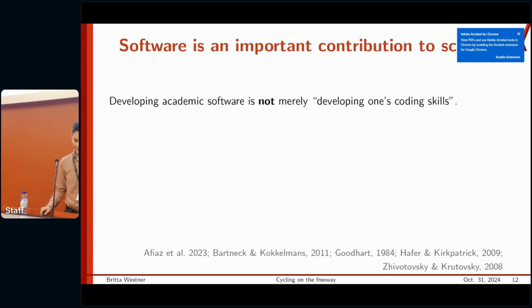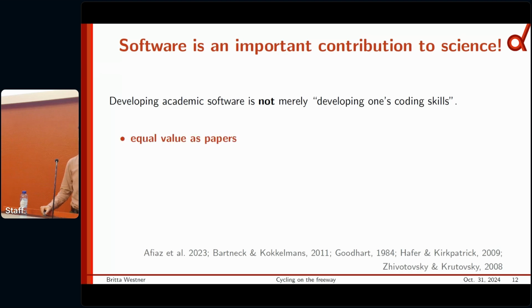And a last thing that I think is very important. Software is an important contribution to science. Let's start treating it like this. It's not merely the development of one's own coding skills. It's one of the pillars our science relies on. So I want to advocate for an equal value of substantial contributions to open source as one or ideally several papers.